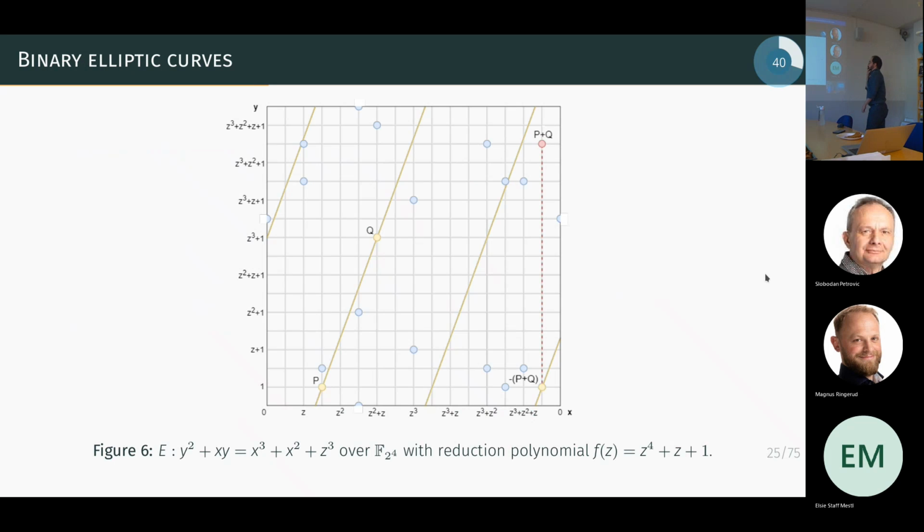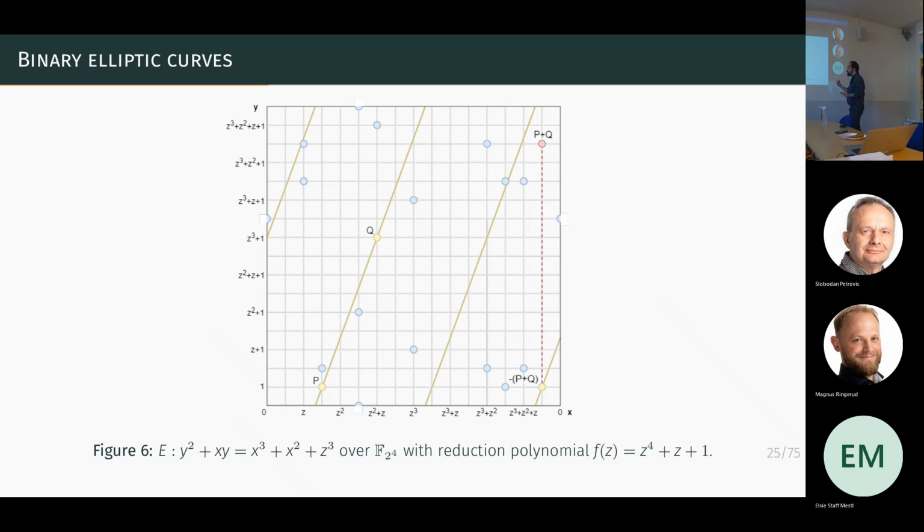So I promised to have this slide. Again, I'm picking, in this case, a very small polynomial, smaller than the previous example. And then again, in blue, we have all choices of x coordinates here, the polynomials, right? And the polynomials in the y coordinate. I have in blue the pairs that satisfy the curve equation, right? The points in the curve.